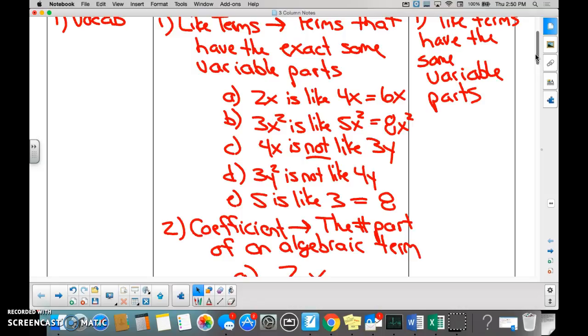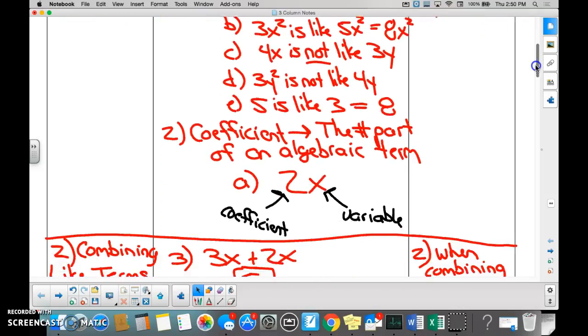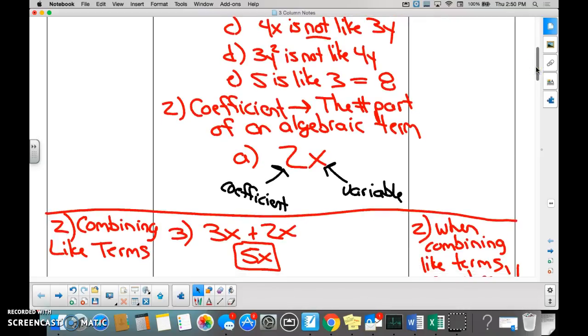Coefficient. I cannot get any more specific on what a coefficient is than what you see on number 2A. Coefficient is a number in front of a variable when they're being multiplied together.